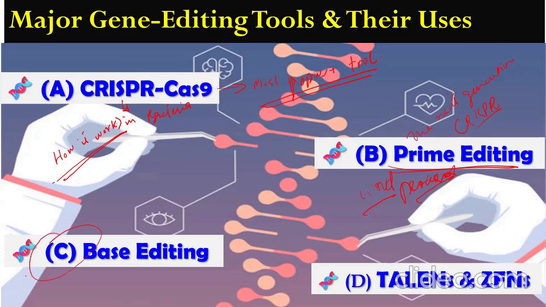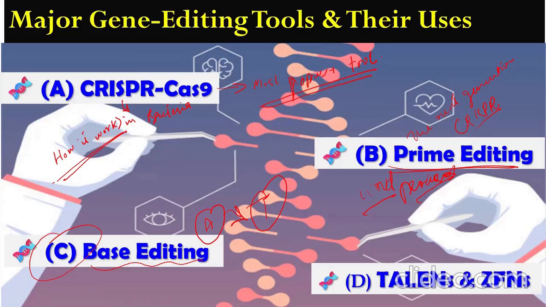The third important tool is the base editing tool. This tool is used for changing DNA without cutting. How does it work? It directly converts one DNA letter to another, like A is directly converted to T. Adenine is directly converted to thymine without cutting the DNA strand.